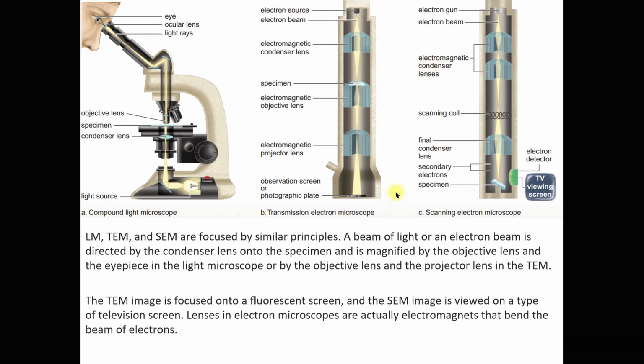A beam of light or an electron beam is directed by the condenser lens onto the specimen and is magnified by the objective lens. That's why we have the objective lens. Even in the transmission electron microscope, they have the objective lens. But in the scanning electron microscope, they don't have an objective lens, but they have the projector lens.